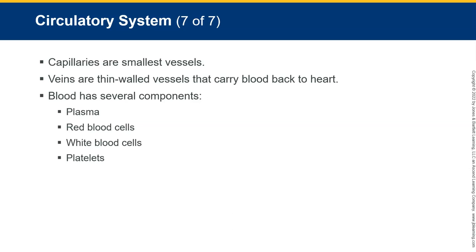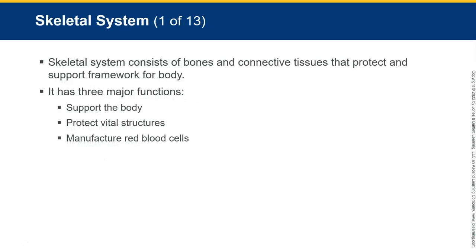So veins are thin-walled vessels that carry blood back to the heart. That's one of the big differences between arteries and veins: arteries carry oxygenated blood, veins carry deoxygenated blood. Arteries are thick vessels, veins are much thinner vessels. And within blood, you see we have several components: plasma, red blood cells, white blood cells, and platelets.